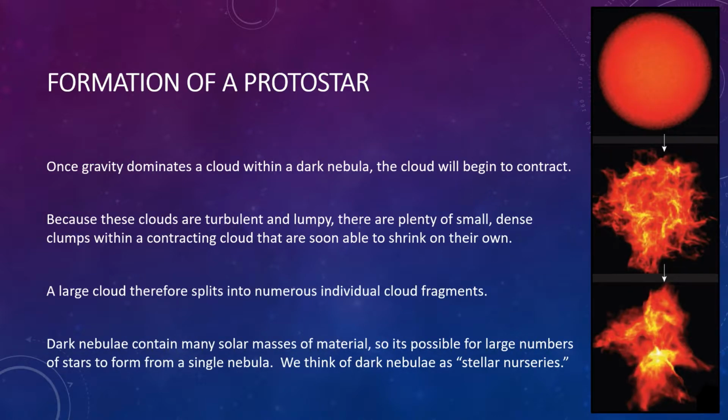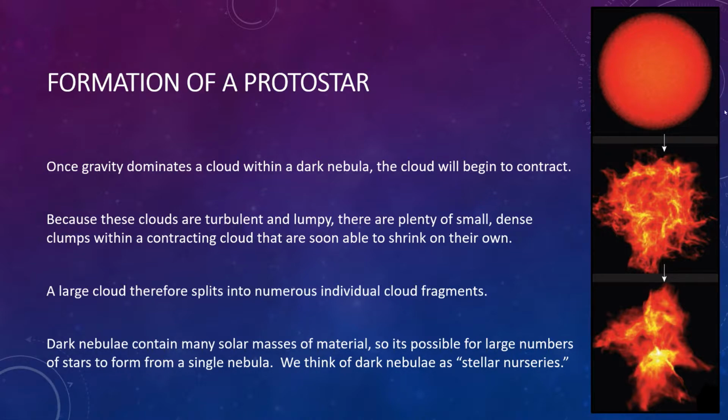Once gravity dominates a cloud within a dark nebula, the cloud will begin to contract. This is a bit of a review now. The contraction of the cloud gives gravity a growing advantage in the battle against pressure, which in turn means that a smaller total amount of mass is necessary for gravity to win the battle. Because these clouds are turbulent and lumpy, there are plenty of small, dense clumps within a contracting cloud that are soon able to shrink on their own.